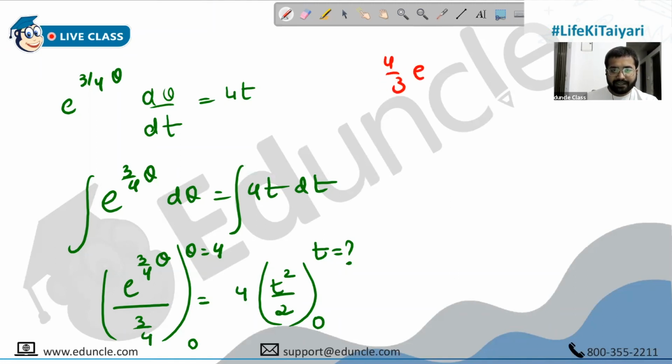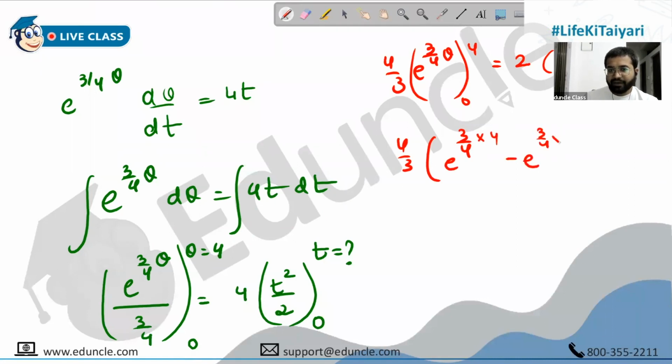4 by 3 e raised to 3 by 4 theta, lower limit is 0, upper limit is 4. 4 by 2 is 2 t square, lower limit is 0, upper limit is t. So we have got 4 by 3 upper minus lower, so e raised to 3 by 4 theta, theta which is 4, minus e raised to 3 by 4 into 0.